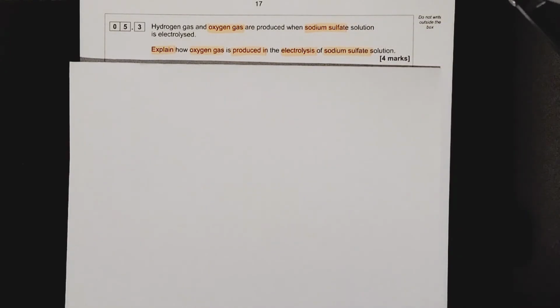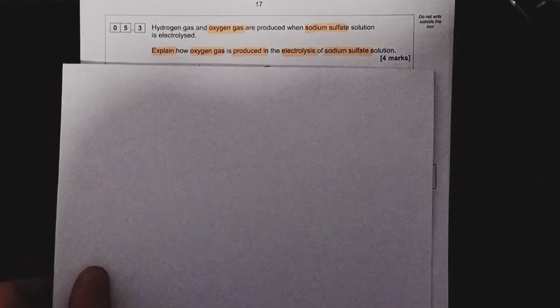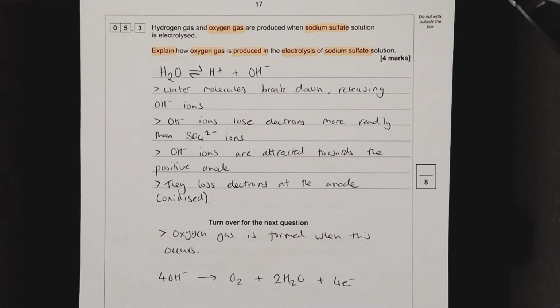Well, that's because when we electrolyze solutions, we also have more than just the ions from the compound present. We also have water present, which can break down upon electrolysis into hydrogen ions and hydroxide ions. So water molecules in this aqueous solution are constantly breaking down into hydrogen ions and hydroxide ions.